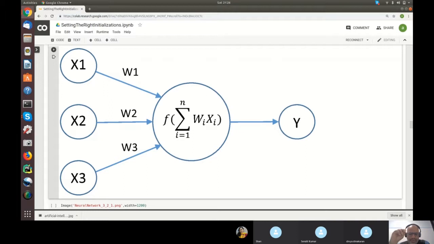The other thing is that we'll discuss later the idea of exploding and diminishing gradients. Those are some problems with deep neural networks. And to help with those also, it's very critical that the initialization is done in a thoughtful way. So that's what we focus on now.